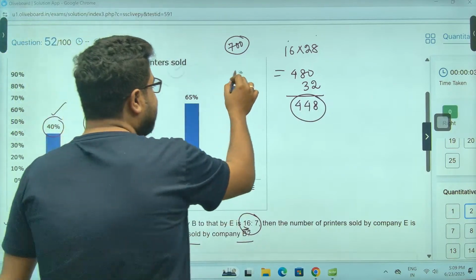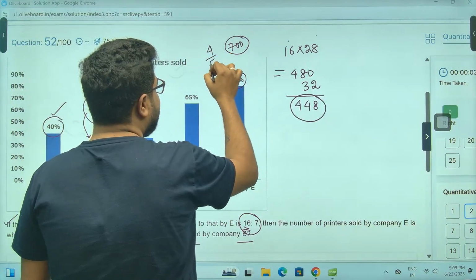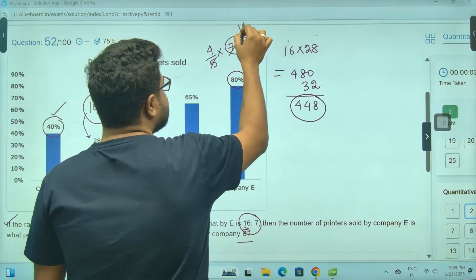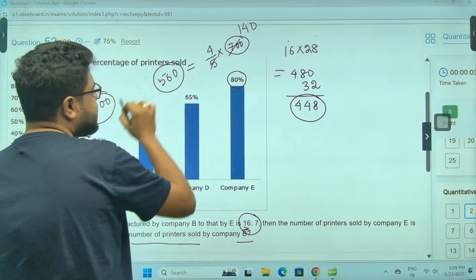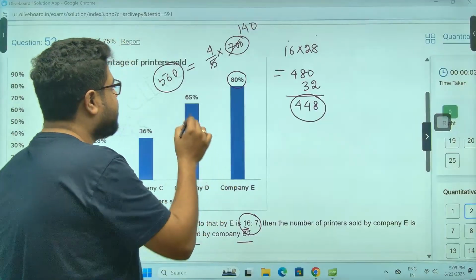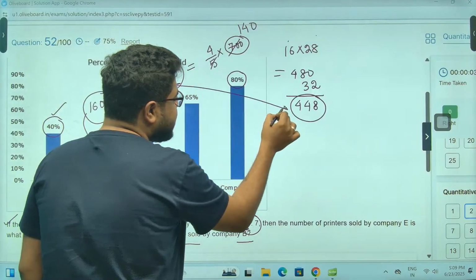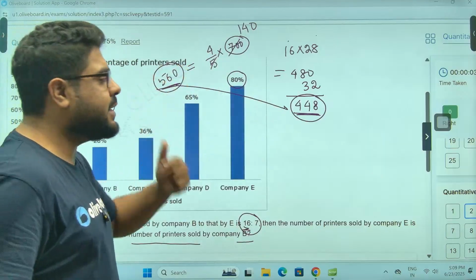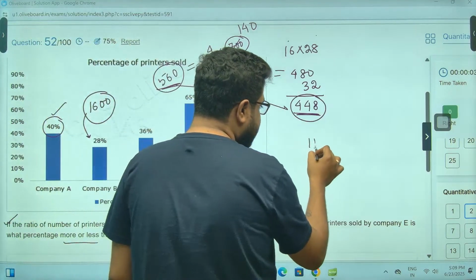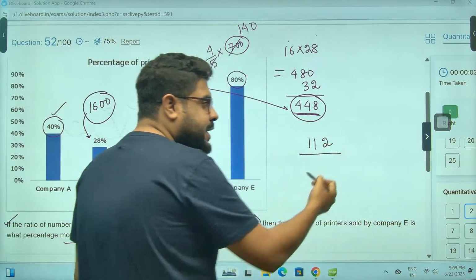Company B, 80% means 4/5 of this. So this is 140. 4 14s are 56, so 560. So they are saying 560 is what percentage more than 448? Very simple: 560 minus 448 is 112 more. Sir, what is the denominator?